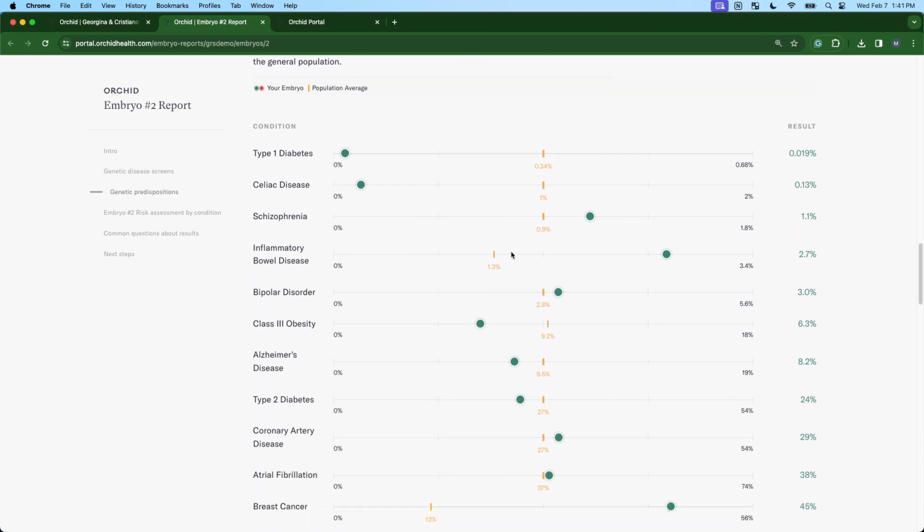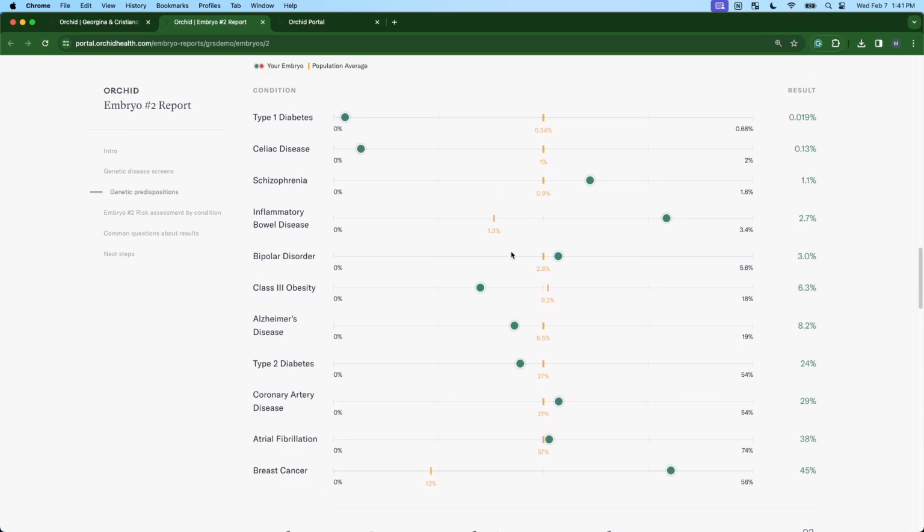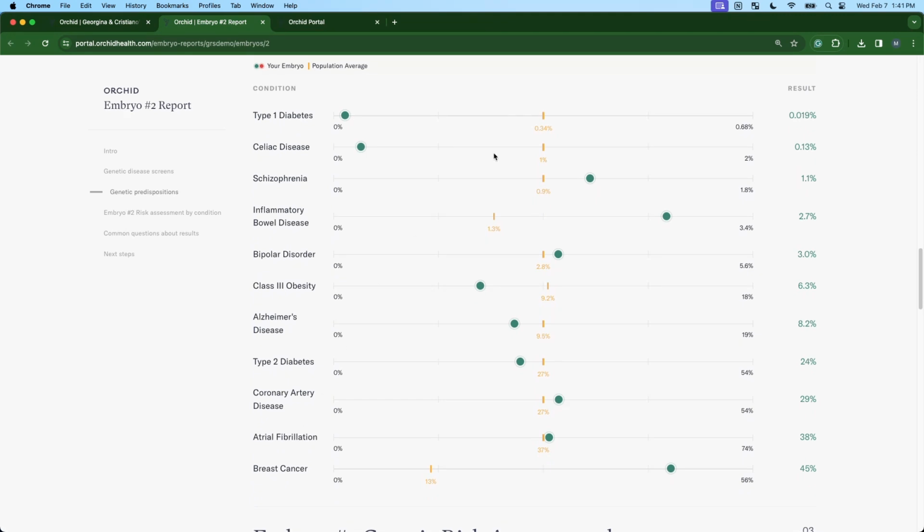In addition to the summary, normal versus elevated, you'll also get information about the lifetime risk, relative risk, and genetic risk score for each disease. On the first table, you'll get a list of the conditions, and on the right-hand side, you'll get the lifetime risk. The orange bar depicts the general population risk for a disease. Let's use schizophrenia as an example. 0.9% of the population has schizophrenia. This green dot depicts where the genetic risk score is for this embryo.